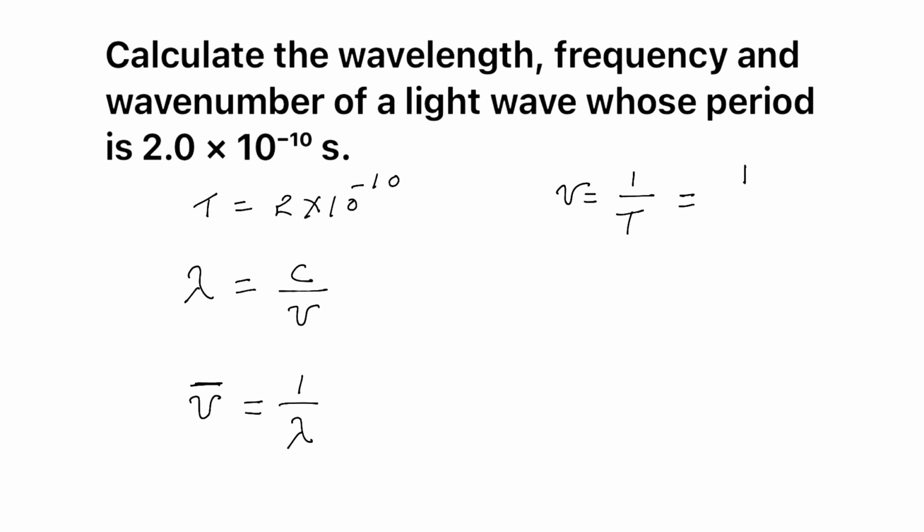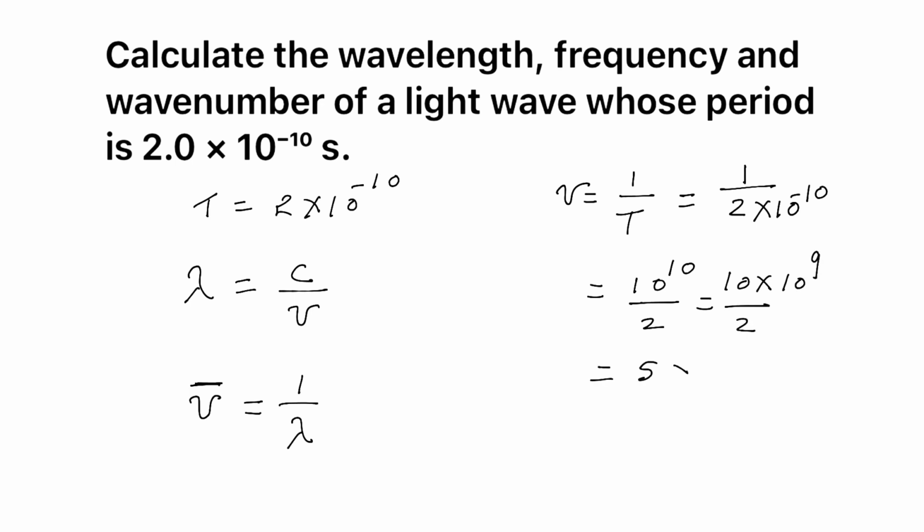So what is frequency? 1 by time period. What is that? 1 by 2 into 10 raised to minus 10. Correct? You can easily solve this, right? It becomes 10 raised to 10 by 2. Or you can write 10 into 10 raised to 9 by 2. So you can write 5 into 10 raised to 9. What is the unit? Second raised to minus 1, right?